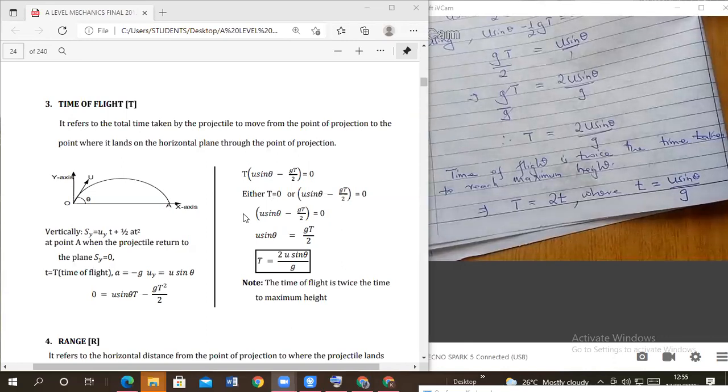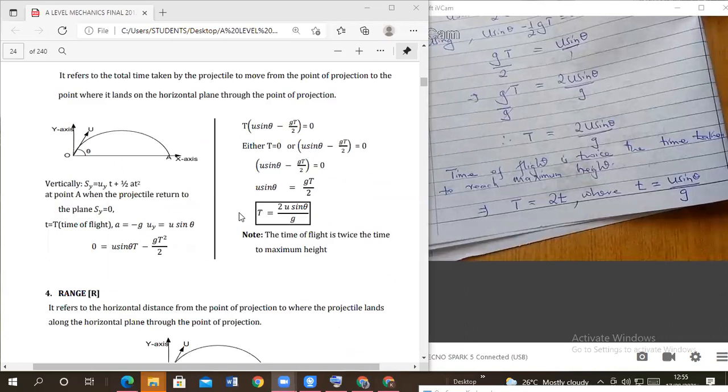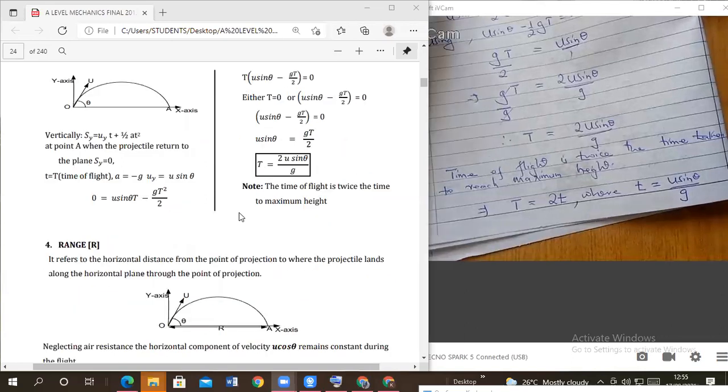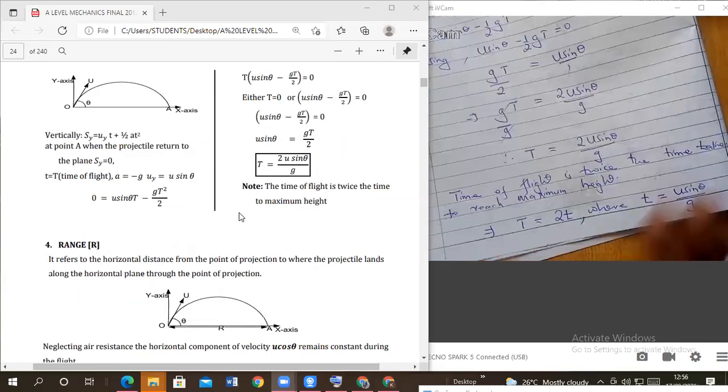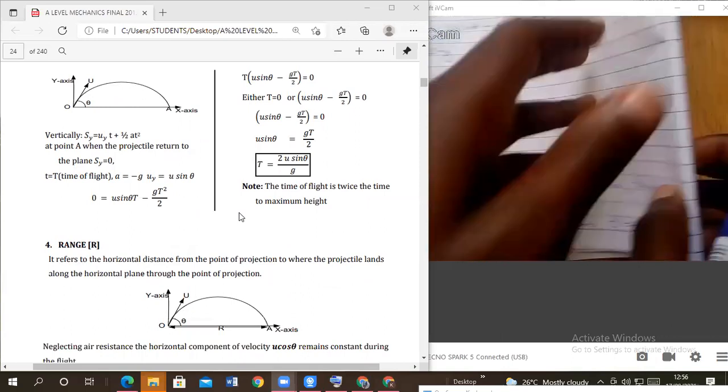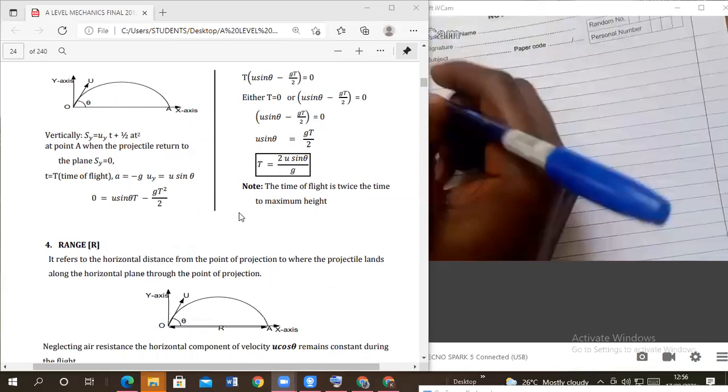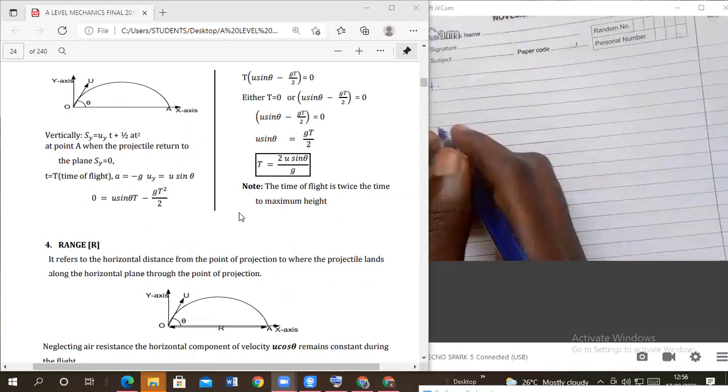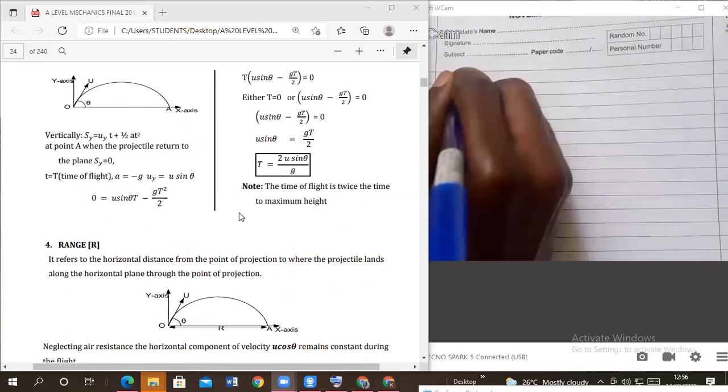You should know how to derive this. That's why I'm taking time to derive them. You should know how to derive them, and how we arrive at that point, because sometimes they ask for them. Number 4. Range.